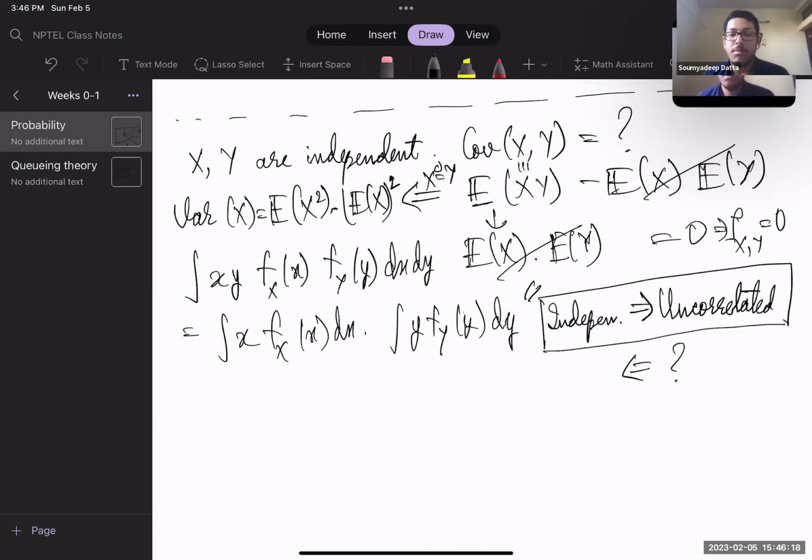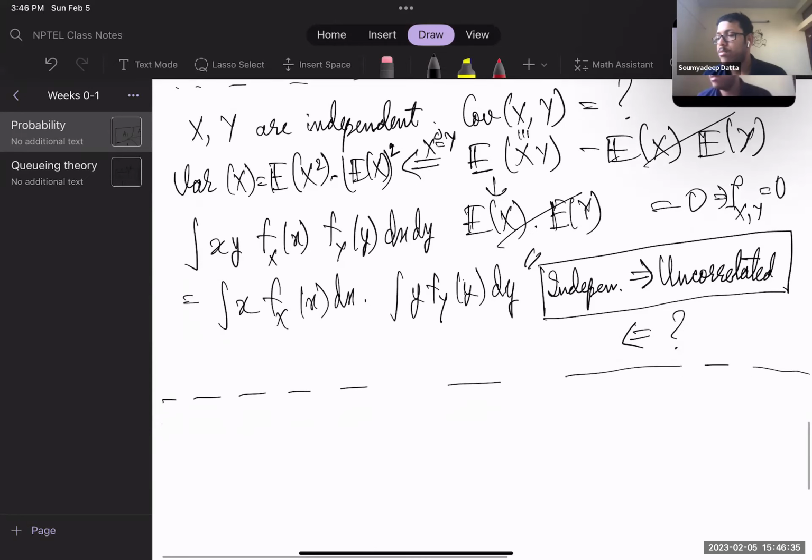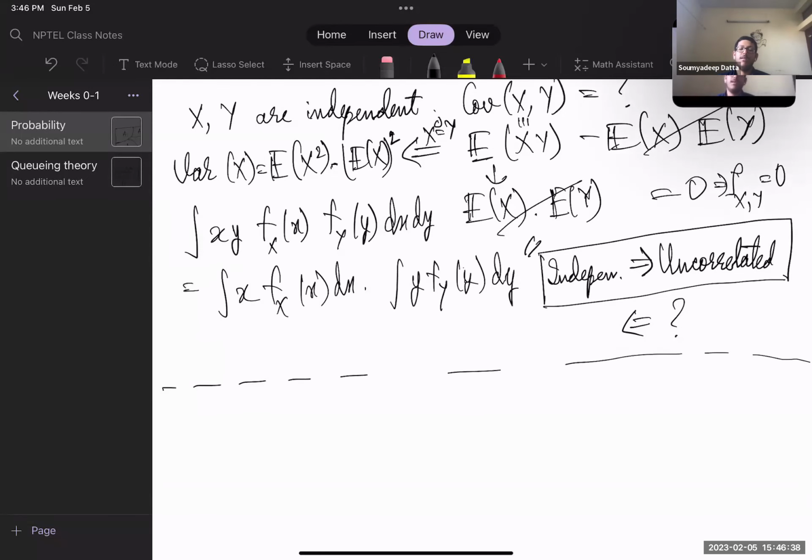I think even if it is uncorrelated, it may not be independent also. Maybe dependent, but uncorrelated. But just to satisfy yourself, you should try to read or find a counter example, right? You can try to find two variables that are uncorrelated and show that they are not independent. You can find such an example.